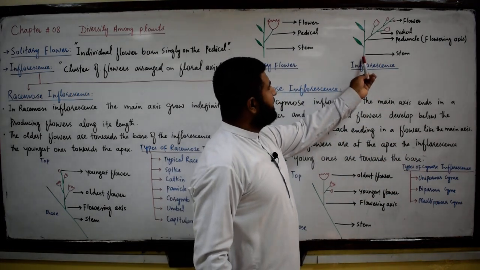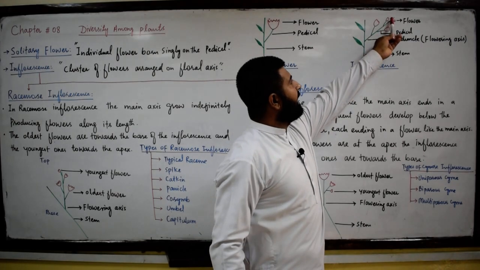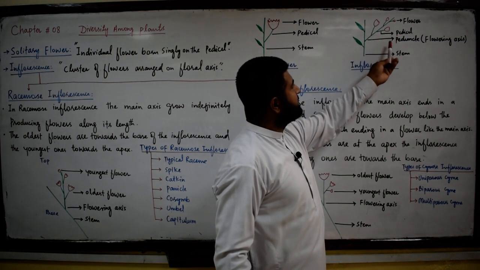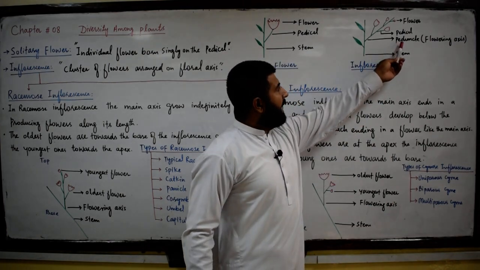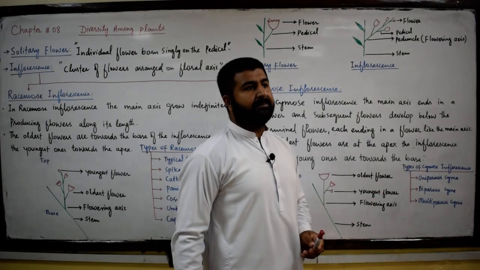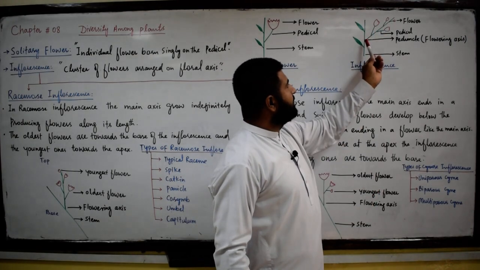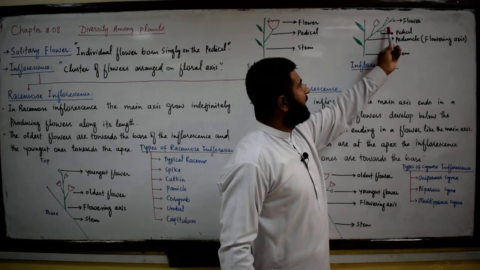Inflorescence. This is the main stem, these are the leaves, and this is the flowering axis, the common flowering axis. The common flowering axis is known as peduncle. It acts like a flowering stem. You can see the individual flowers borne only on this flowering stem or this flowering axis.